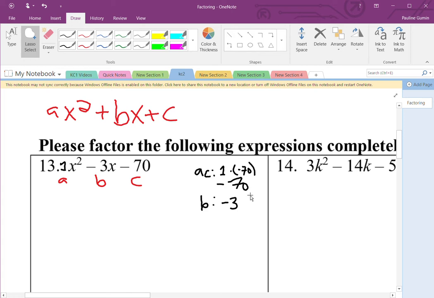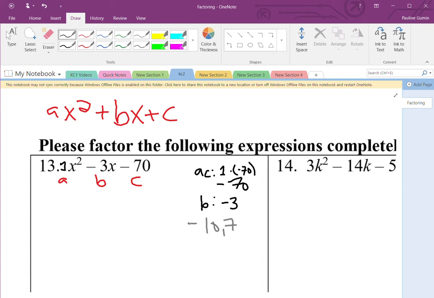If this is something that you're not good at, use this awesome product finder. In the product, we're going to write negative 70. In the sum, negative 3. I'm going to click Find Product Sum. Look at that. It tells us what it is: negative 10 and positive 7. You could have thought of that right away. That would have been awesome. But not everyone has that skill, and that's fine.